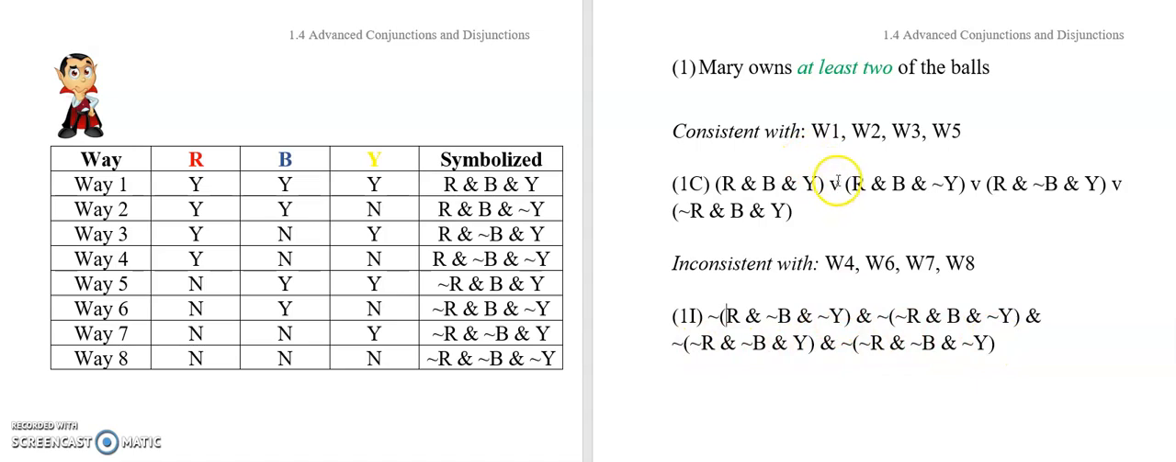So notice when you do consistent with, you're just using or. So either it's this way, or it's this way, or it's this way, or it's this way. From the inconsistent with perspective, it's not the case that this, and it's not the case that this, and it's not the case that that, right? And you exhaust all of the possibilities. So it turns out that 1C and 1I here are actually logically equivalent expressions. Okay, and that's something we'll be able to prove once we get the notion of logical equivalence and some other techniques and methods available to us beginning in chapter 2. But yeah, so these are both perfectly fine translations of Mary owns at least 2 of the balls.